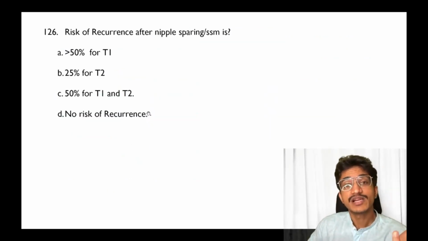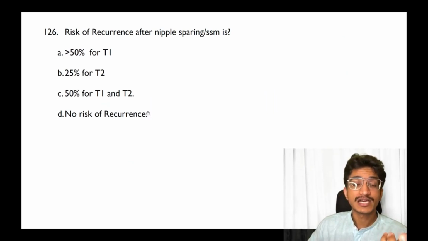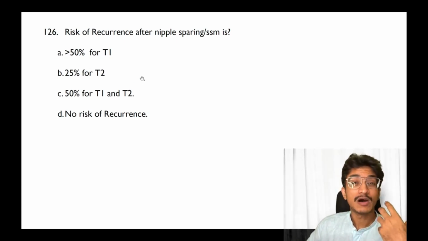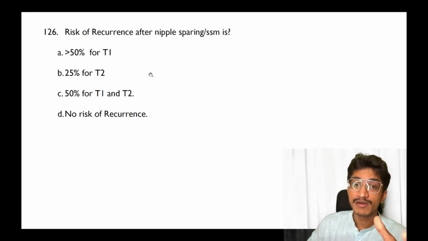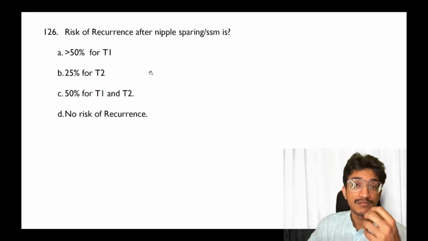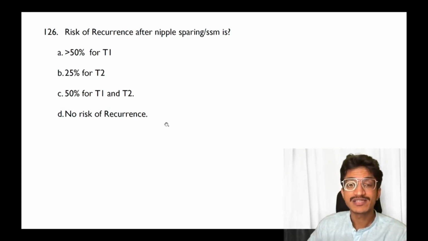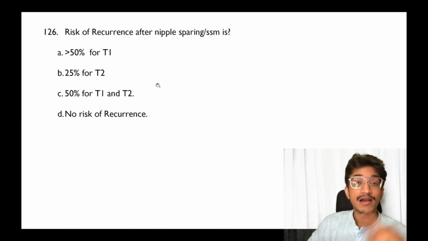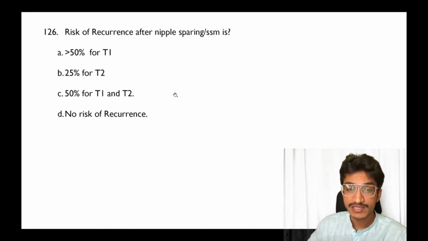Risk of recurrence after nipple sparing or skin sparing mastectomy: to be very honest, I have not been able to find any reference in Daily, Sabiston or Shorts for this. So I am very unsure about the last few questions, because I don't know where they have been picked from. It is tough for me to give you the answers, and I can understand how tough it must be for you to answer these questions. I really apologize for not being able to find an answer for this, but I'm trying my best to find the answers for the questions I have mentioned that don't have answers.